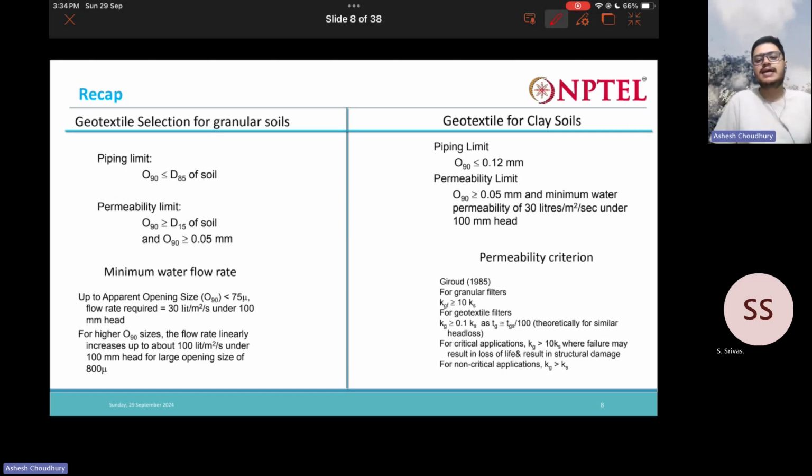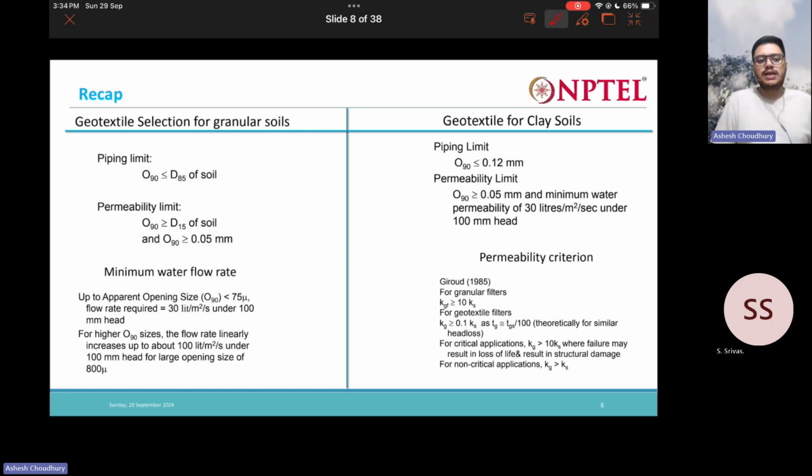There are various criteria for deciding what should be the property of the filter you should use in what case, which geotextile you should use in which condition. Some of the criteria given here depend on the type of soil. For granular soil you have one set of criteria, and for clay soil we have some other set of criteria. So there are two different sets, right? For granular soil there is a set of criteria given.